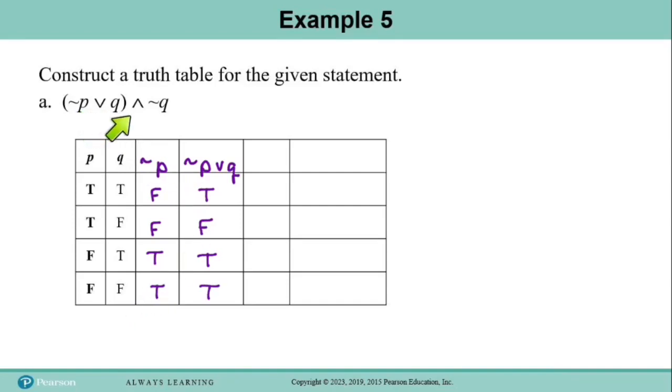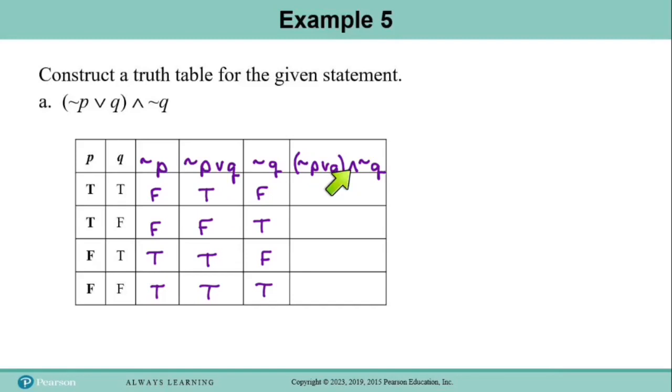Okay, now the next thing we want to do is take those values and do and not Q. So in this column right here, I'm going to put not Q. And we can go ahead and fill these in because they are just the opposite values of what we have for Q. So where Q is true, not Q will be false. And where Q is false, not Q will be true. Okay, so now in the final column, we want the entire statement. So it will be parentheses, not P or Q, and not Q. Okay, so not P or Q is right here, and not Q is right here.